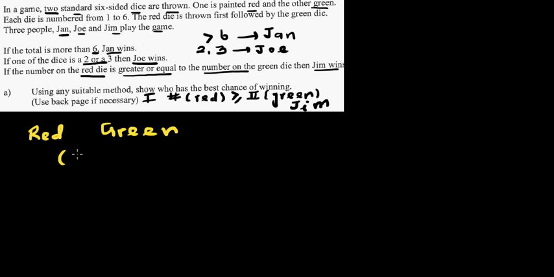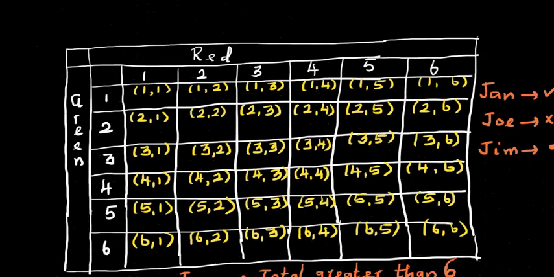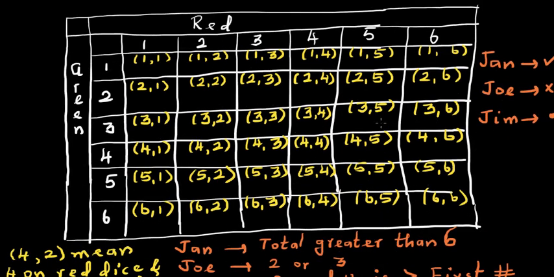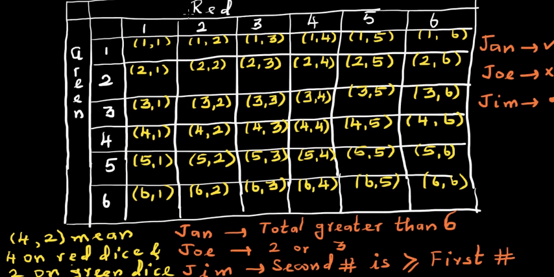So if you write 1, 1, what does this mean? This means you got 1 on the red die and 1 on the green die. If it is 4, 2, it means you got 4 on the red die and 2 on the green die. Now to answer this type of question, it's good to make up a table. I already made the table. The red is on the top and the green is vertical.